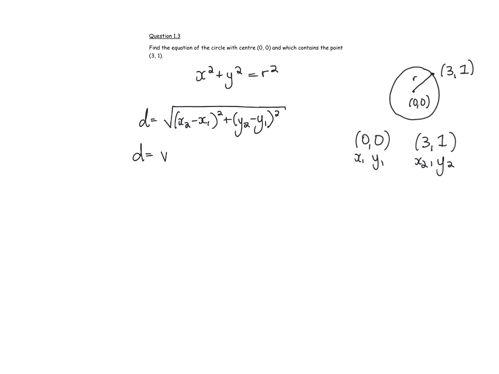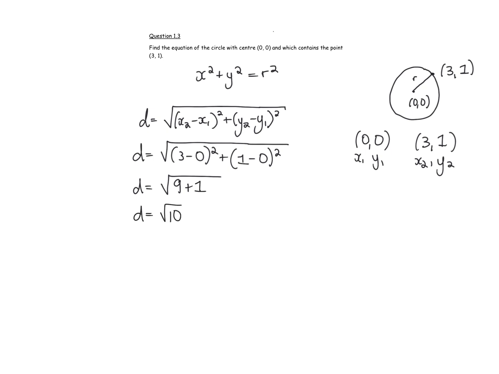Filling that in then, we get that the distance is equal to the square root of x2, which is 3, minus x1, which is 0, that's squared, plus y2, which is 1, minus y1, which is 0, squared. Filling that out then, we get the distance is equal to the square root of 9 plus 1, so the distance is equal to the square root of 10. So the distance between the points 0, 0 and 3, 1 is square root 10. We then know that the radius is going to be equal to the square root of 10. Filling that into the formula, we get x squared plus y squared is equal to the square root of 10 squared. The square root of 10 squared will just give us 10. So the equation that we're left with then is x squared plus y squared is equal to 10.